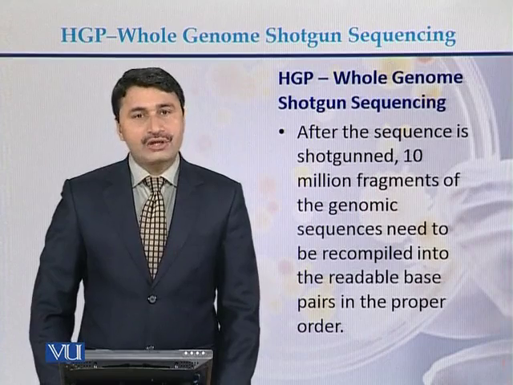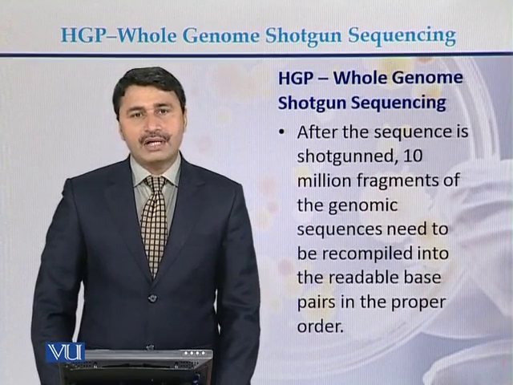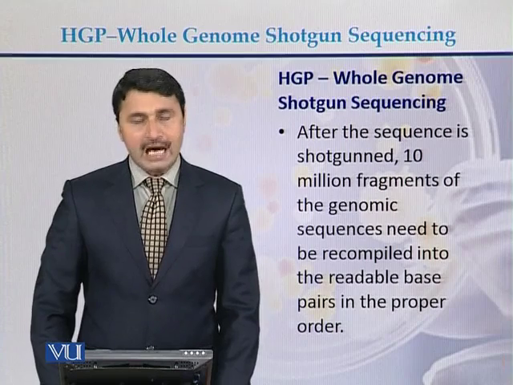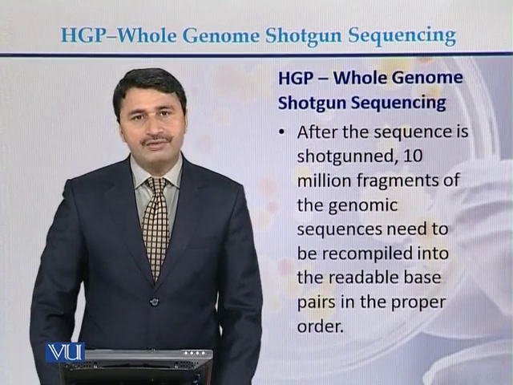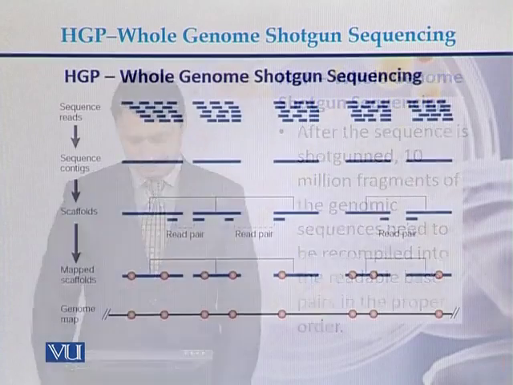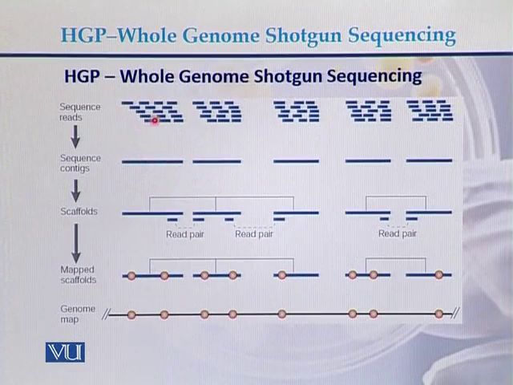Once the sequence is shotgun, approximately 10 million fragments are produced, which are recompiled with the help of computer software. Here we can see that these are the sequence reads. Once the DNA has been sequenced, then the sequence contigs are prepared. With the help of these sequence contigs, scaffolds are formed, and then with the help of these scaffolds, ultimately the genome map is constructed. So this is the method by which whole genome shotgun sequencing is performed.